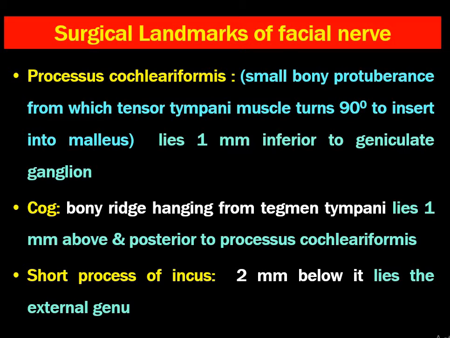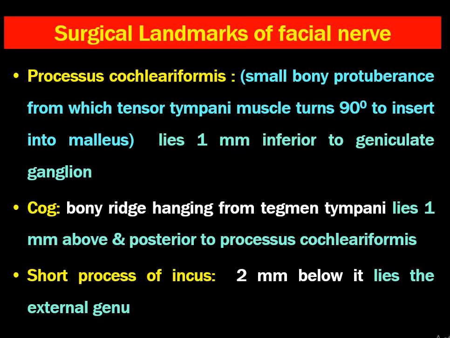Processus cochleariformis is a small bony protuberance from which the tensor tympani muscle turns 90 degrees to insert into the malleus. This lies around 1 mm inferior to the geniculate ganglion. So if you find the processus cochleariformis, you can find the first genu of facial nerve. Second is the cog, which is a bony ridge hanging from tegmen tympani, which lies 1 mm above and posterior to the processus cochleariformis again. So if you find the cog, you can find the first genu of the facial nerve.